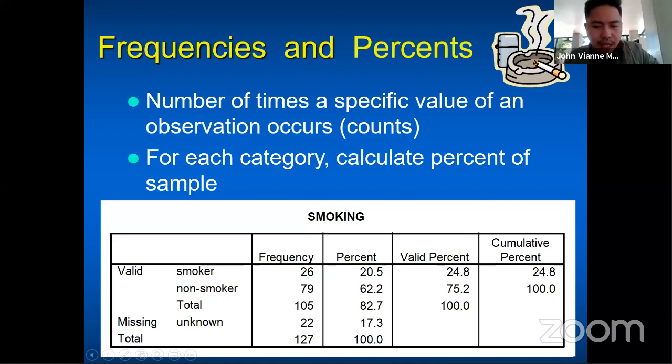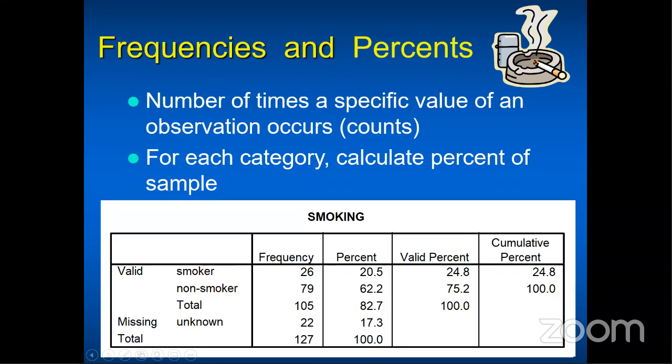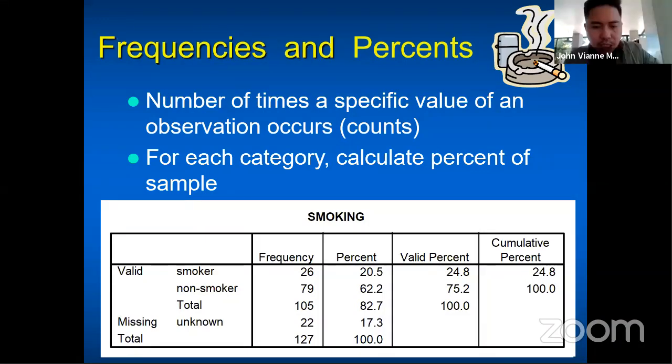So here's an example of descriptive statistics. We have frequencies and percentages. Frequencies are the number of times a specific value of an observation occurs. So basically, it's just a count. For each category, we need to calculate the percentage of the sample.